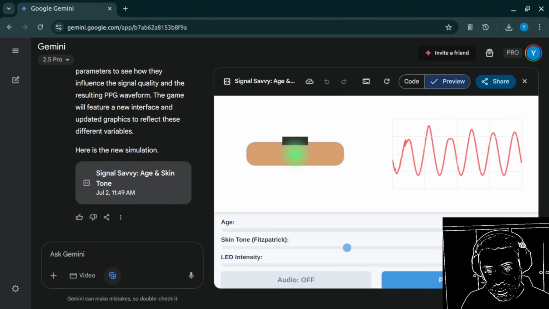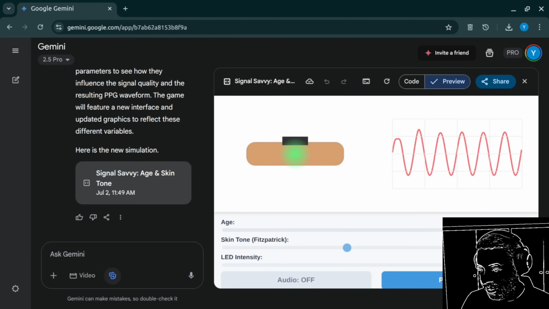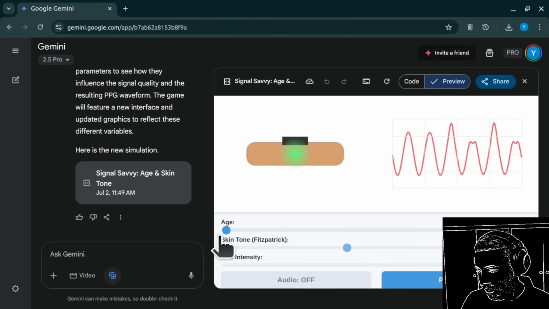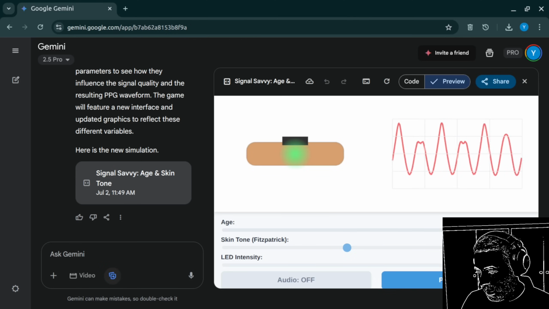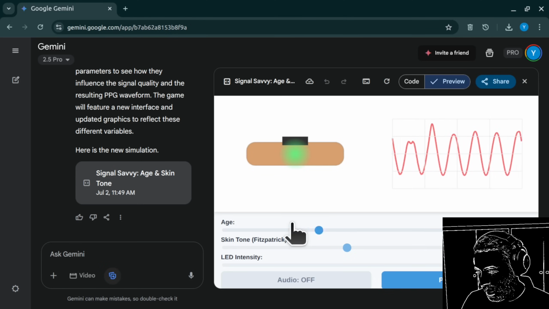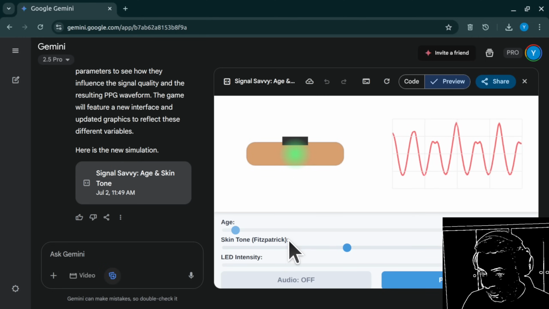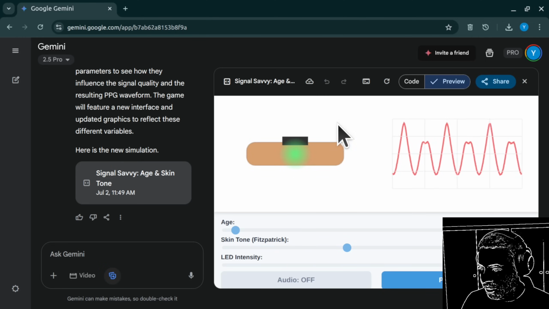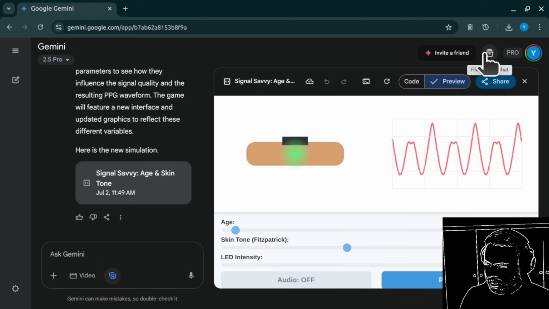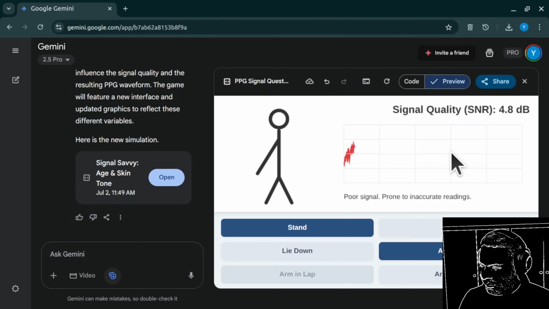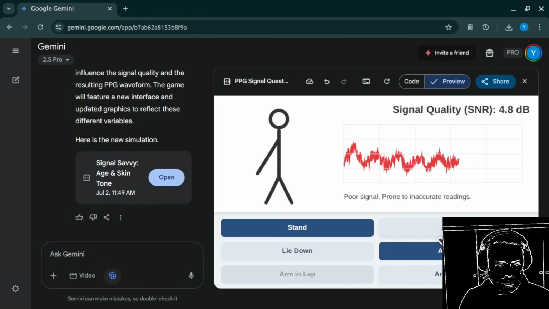And from the paper, again, the age of the patient makes a difference, where supposedly the older the patient is, the better the PPG signal, which is a bit counterintuitive, but that's just the way it is. So do let me know which simulation you like better.